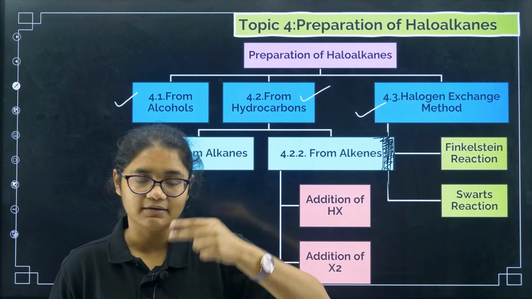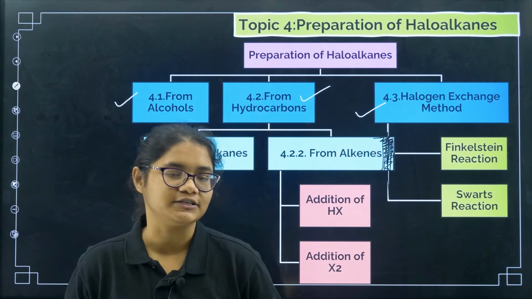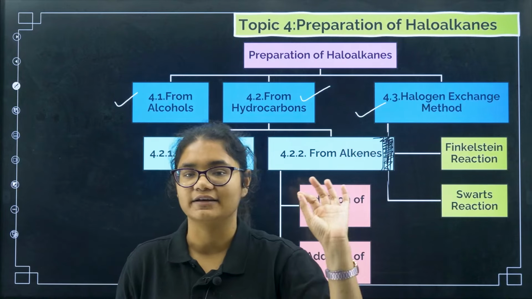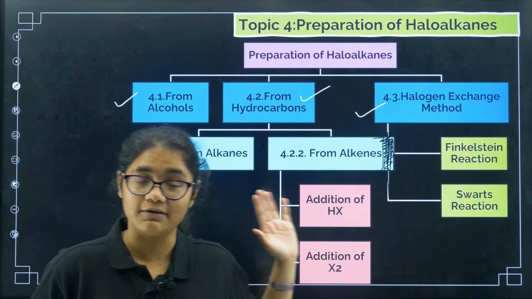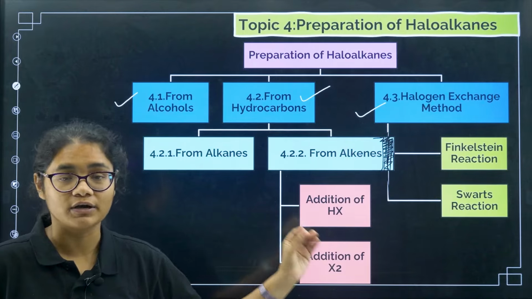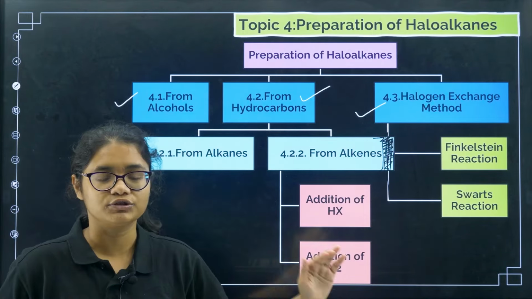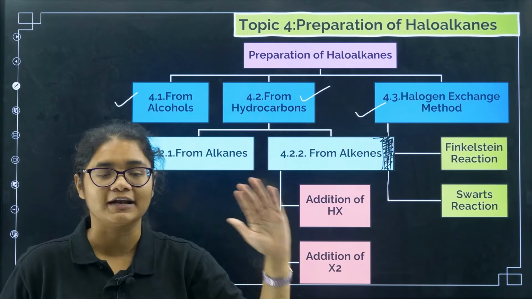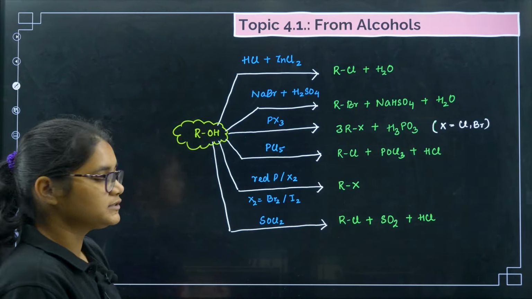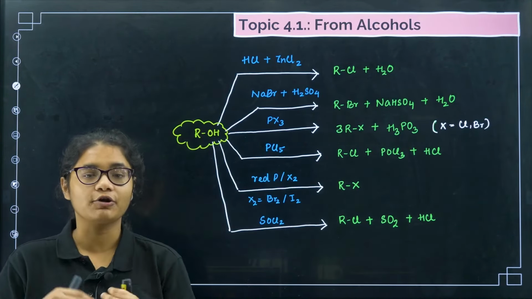From alkenes, again we have two things, addition of HX and addition of X2. And from the halogen exchange method, we have the Finkelstein reaction and the Swarts reaction. I want everyone to draw this. This is what is going to help you during your revision. You just need to see this flowchart and recall all the reactions that you have studied. Okay, fine. Now coming to the first one, that is from alcohols.